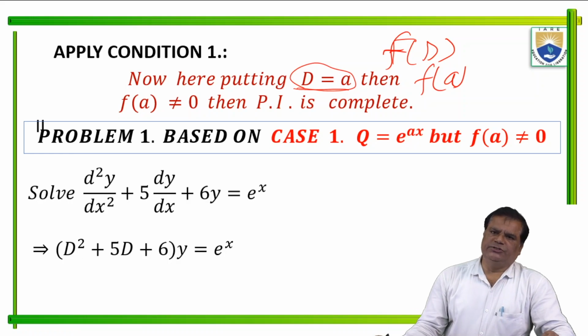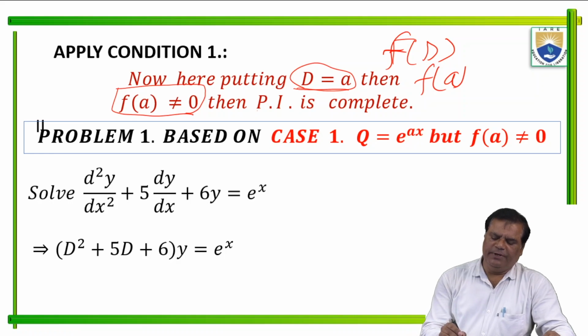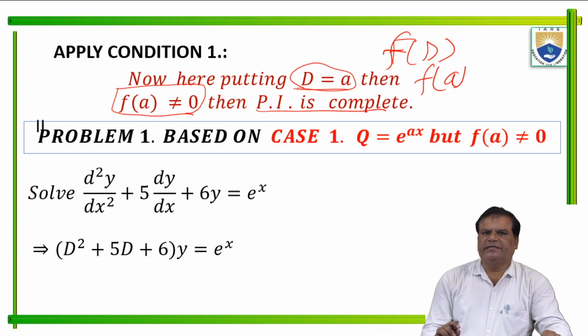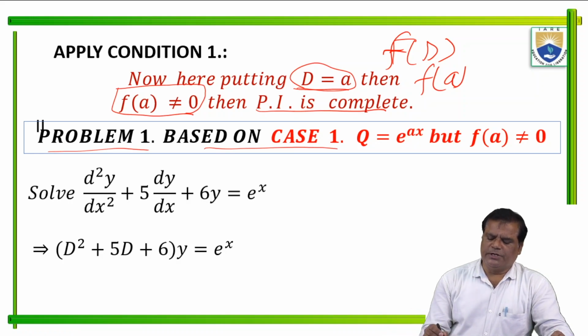And f(a) is not 0. This is the condition: if f(a) is not 0, then the particular integral is complete. So here we discuss one problem, Problem 1 based on Case 1: Q equal to e to the power ax, where f(a) is not 0.